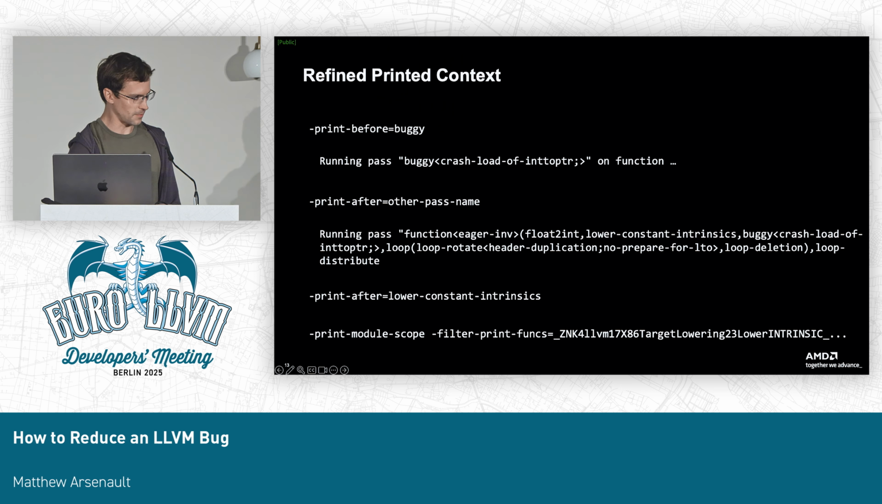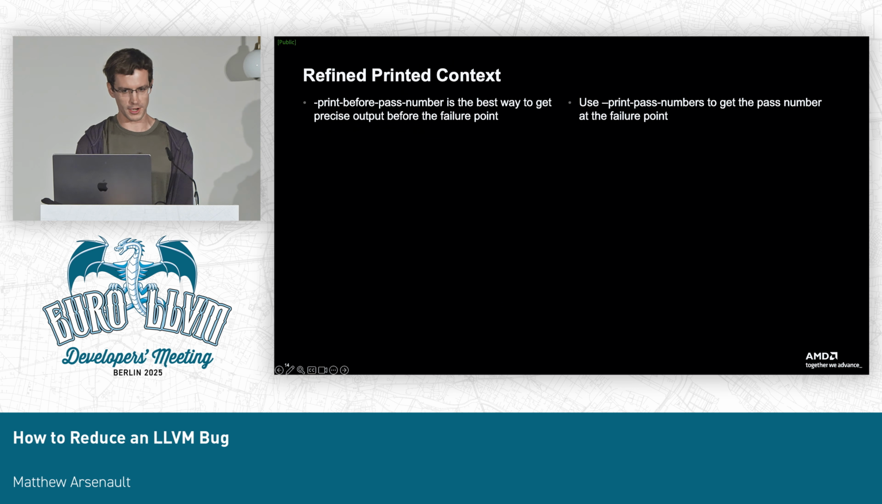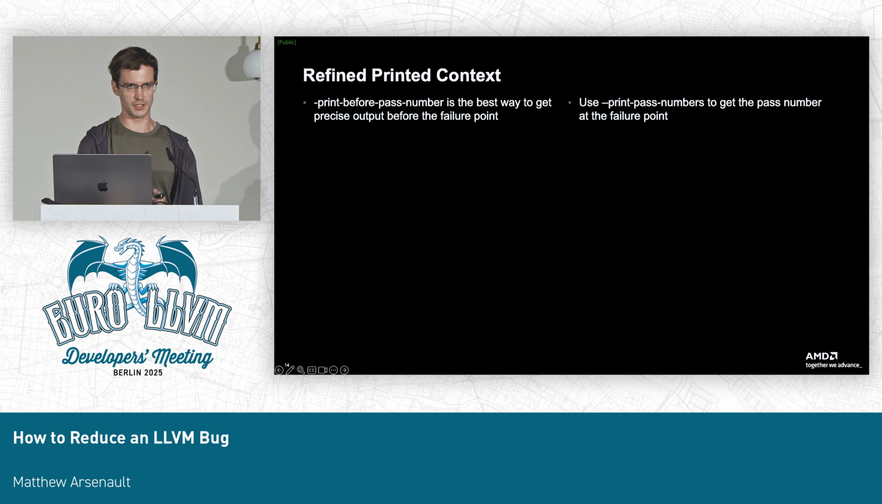And we have this other one I basically used to filter on a specific function, but then you have to take this gigantic mangled thing and figure out what that is, and that's no fun. So the best, most reliable way to do this is to use print before pass number. Another problem with using print before is the same pass can run multiple times, and print before or print after just gets every instance of that. If you want the specific instance you crashed on, you want the exact pass number.